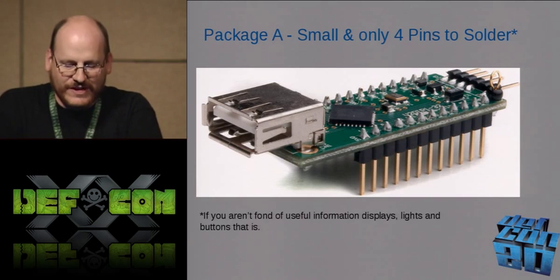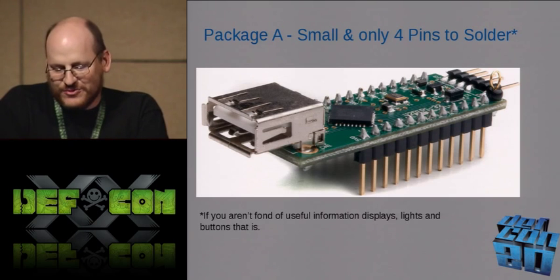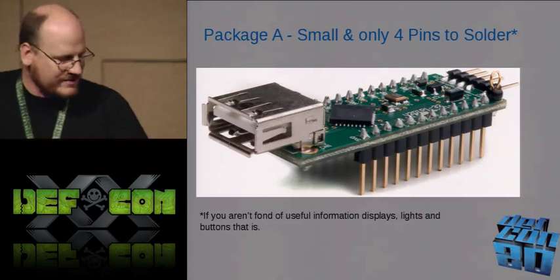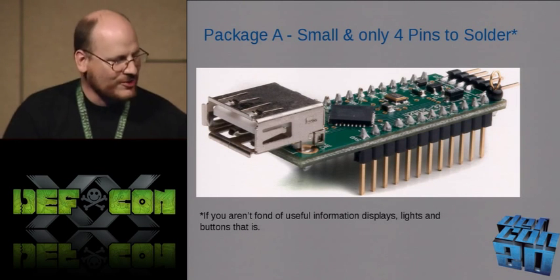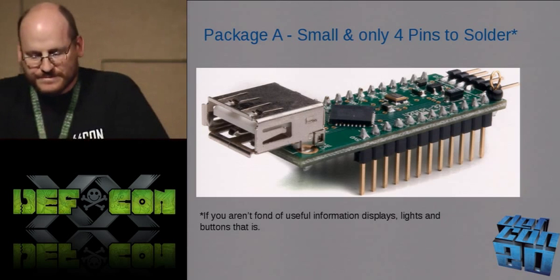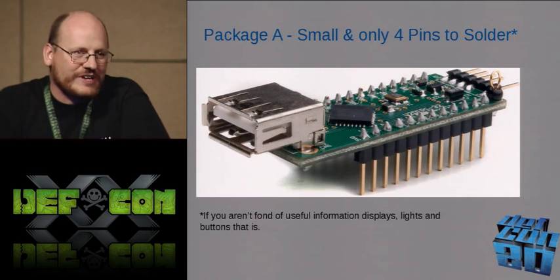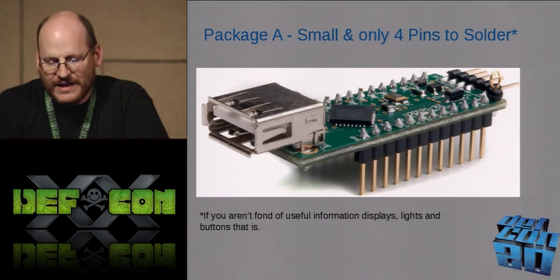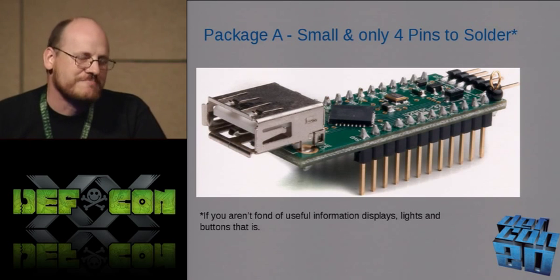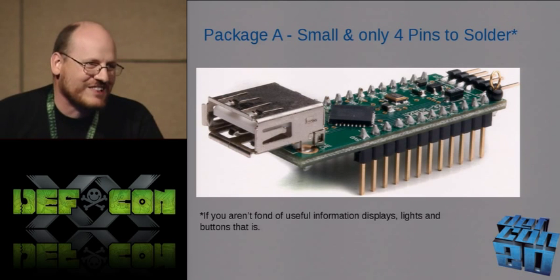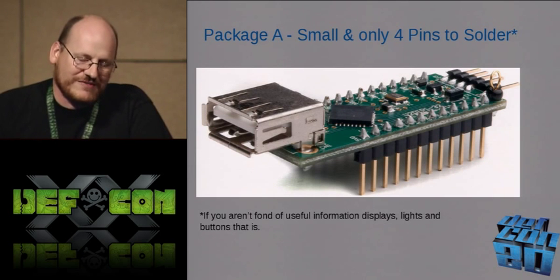All right. So what's the small package look like? If I just want something tiny, I can get something like this, though I'm sure you can't see it so well. It's a little 32-pin development board, and I only have 4 pins to solder. I can sacrifice an old USB printer cable and solder it on there. A disclaimer: only 4 pins to solder if you're not fond of things like LCD displays and blinking lights. If you want to add that stuff, then maybe you do have to solder a little bit more.